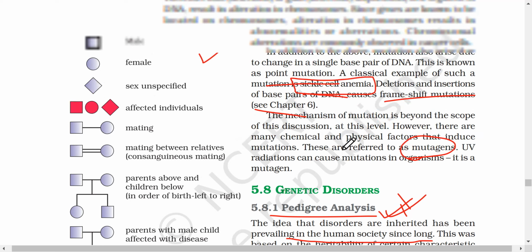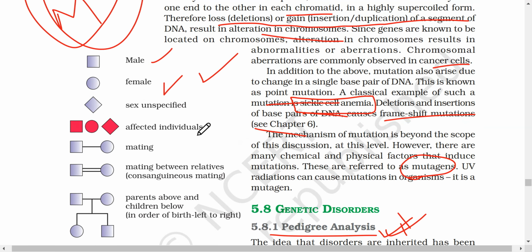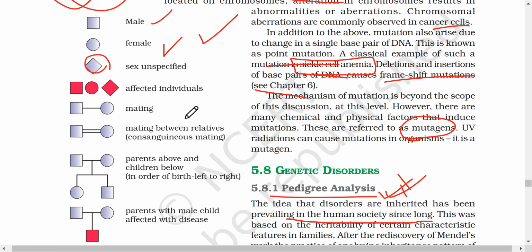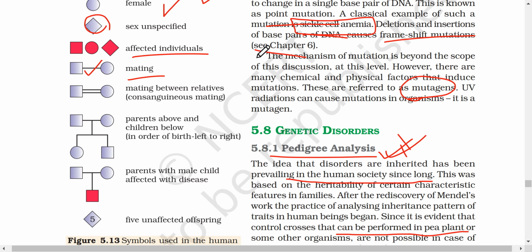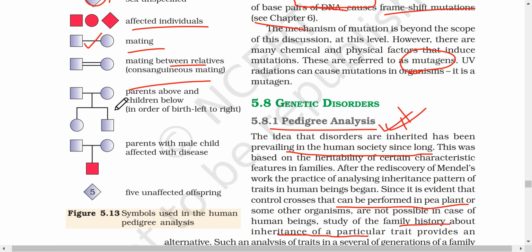Pedigree analysis symbols: you have male, square; female, circle; rhombus; affected individuals are colored; in male a single line; mating between relatives; parents above, children below, vertically you show children; affected with disease.